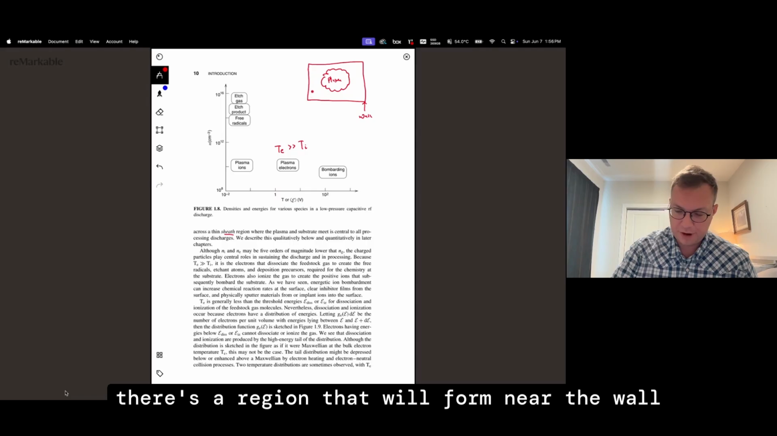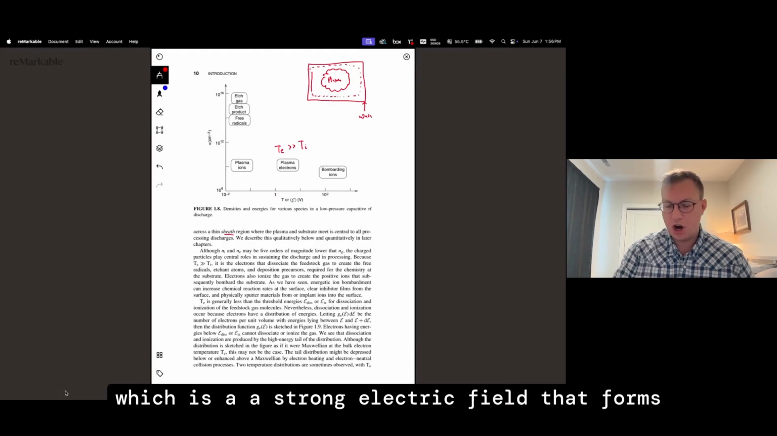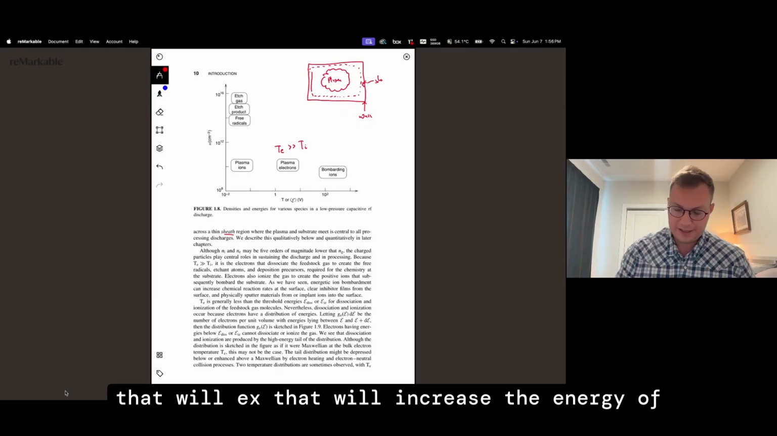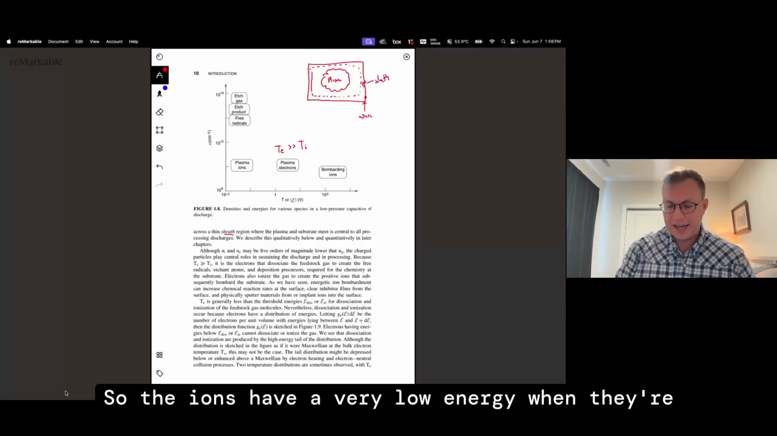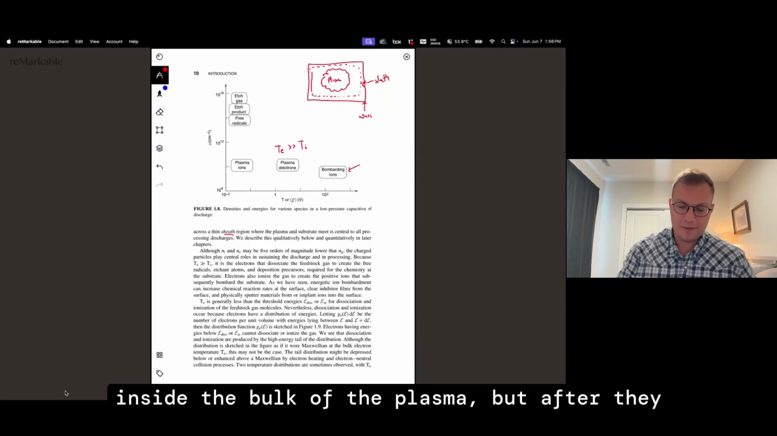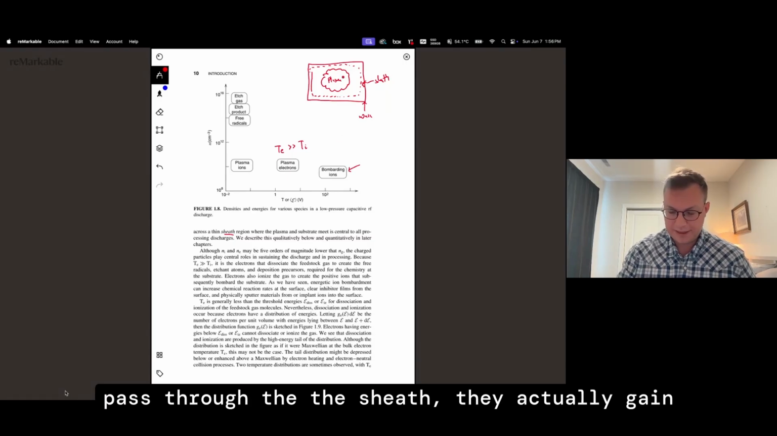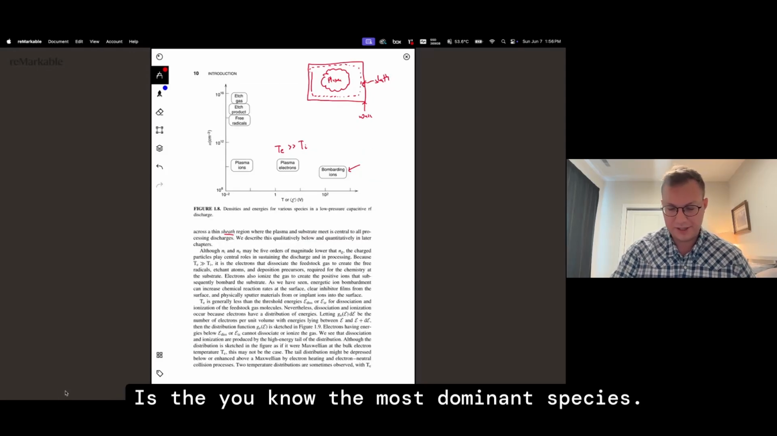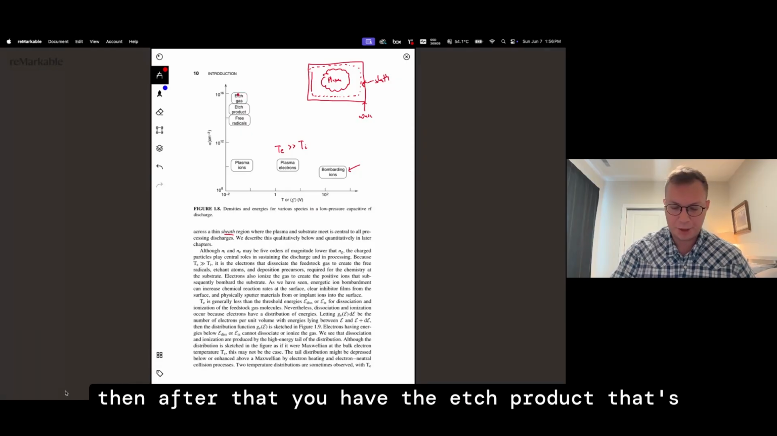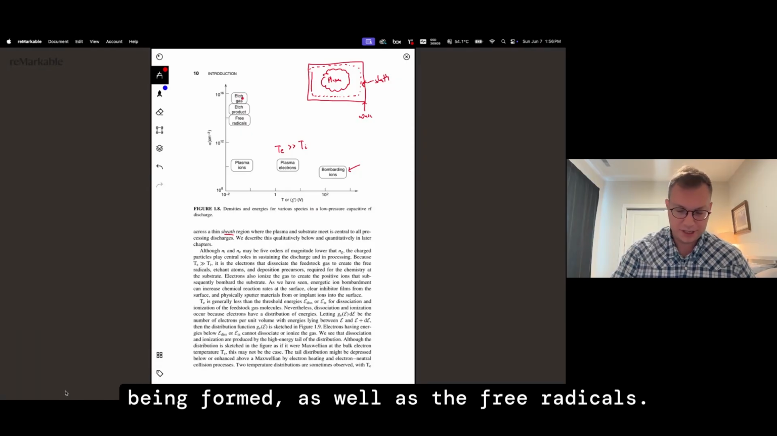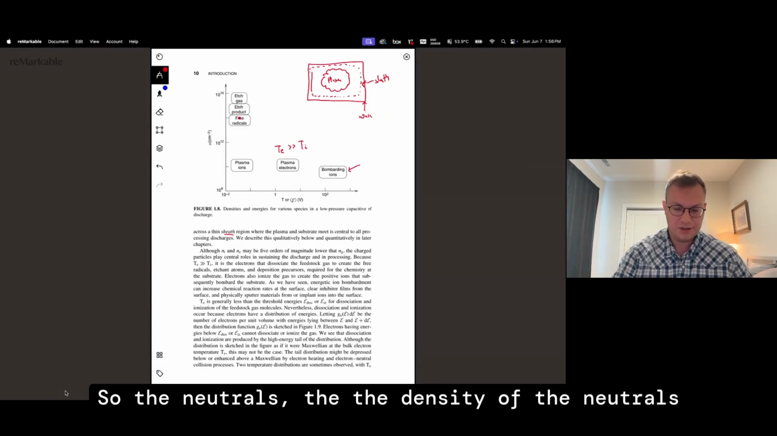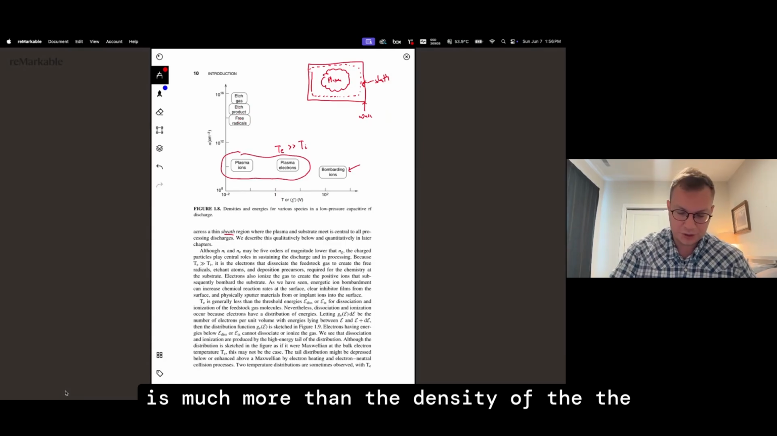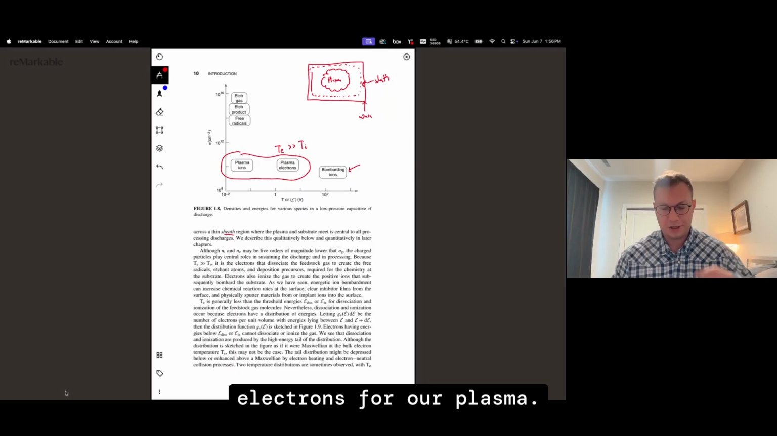However, there's a region that will form, and we'll discuss in much more detail in a second, near the wall called the sheath, which is a strong electric field that will increase the energy of the ions. So the ions have a very low energy when they're inside the bulk of the plasma, but after they pass through the sheath, they actually gain a lot more energy than the electrons. And then finally, as far as density goes, the actual gas itself is the most dominant species. Then after that, you have the etch product that's being formed, as well as the free radicals. But those are all much larger than the density of ions and electrons. So the density of the neutrals is much more than the density of the electrons for our plasma.